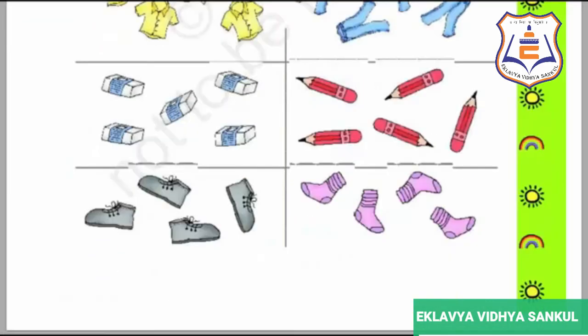Next we will count the pencils and the erasers. So first we will count the number of pencils. 1, 2, 3, 4, 5 pencils. So there are 5 pencils. Now the erasers. 1, 2, 3, 4, 5 erasers. So there are 5 erasers and 5 pencils.